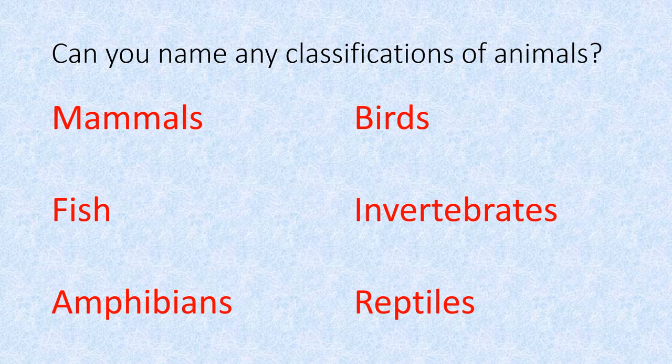Now, invertebrates, that means something that doesn't have a backbone, that has maybe an exoskeleton instead, but sometimes you might hear them referred to as insects. I prefer to use invertebrates because it covers things like spiders, which are arachnids. So otherwise spiders wouldn't fall into any of these categories. So we've got mammals, fish, amphibians, birds, invertebrates, and reptiles. And other than the invertebrates, all the rest are vertebrates, which means they do have a backbone.